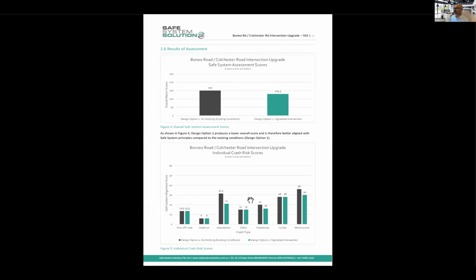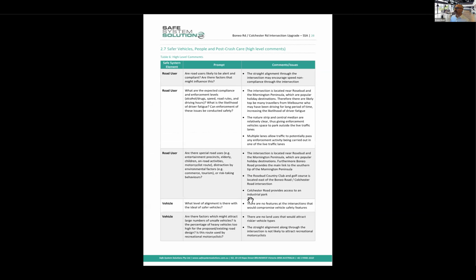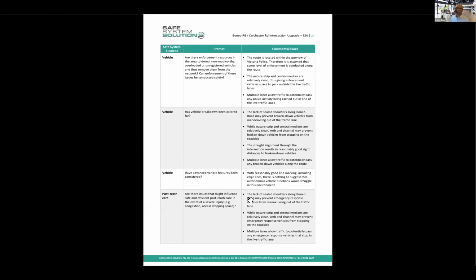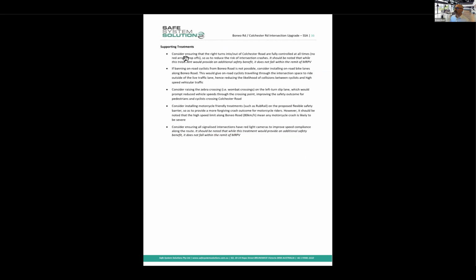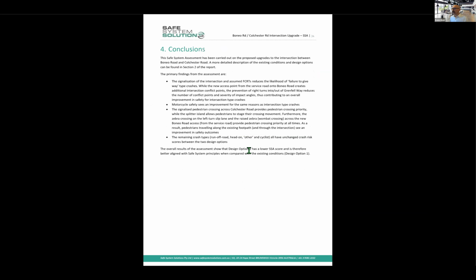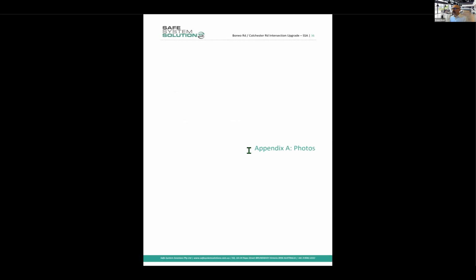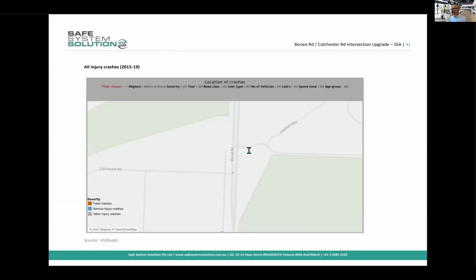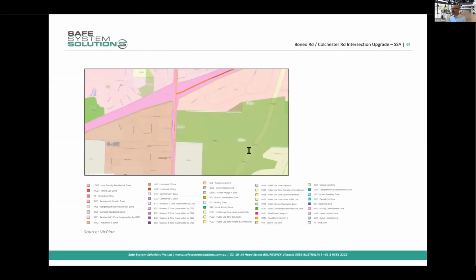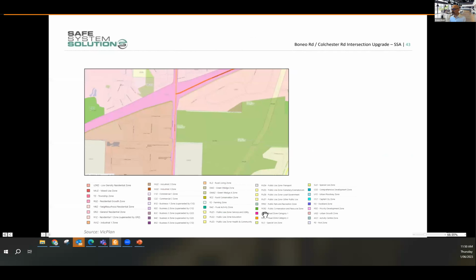Then you might present some of that stuff. I'll get to those questions in a bit, and there should be some treatments. Primary treatments and then supporting treatments. These are your ideas to improve things. So, some photos from the site. There'll probably be a bit of land use information and a few things in the appendix just there. So that's an example there.